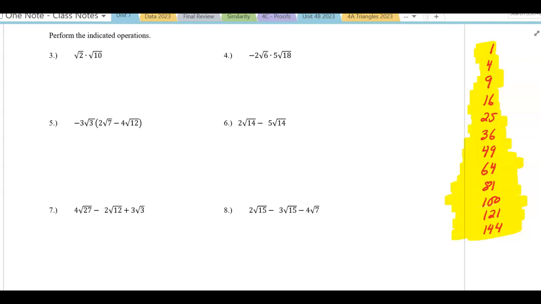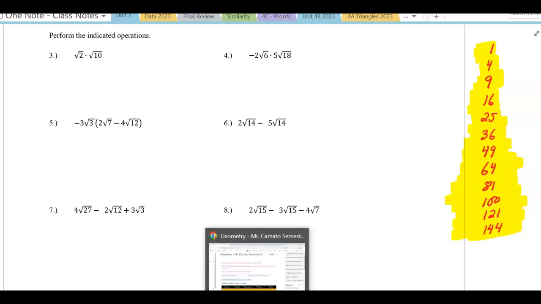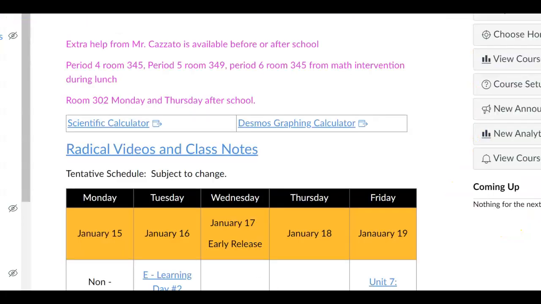Hello geometry students. Today's learning target is to solve problem numbers 3 through 8 on the study guide for Unit 7, which is multiplying radicals. If we look at the Canvas page, you'll see the link for radical videos and class notes.